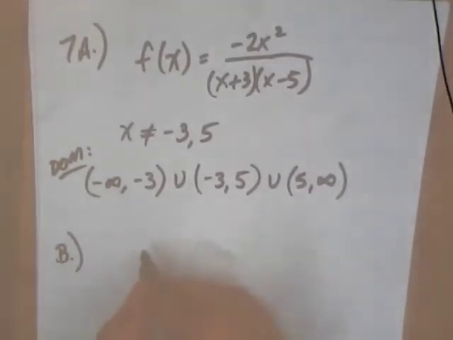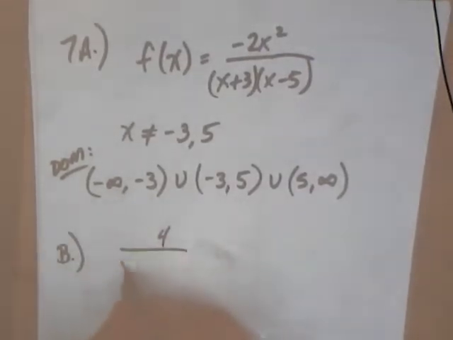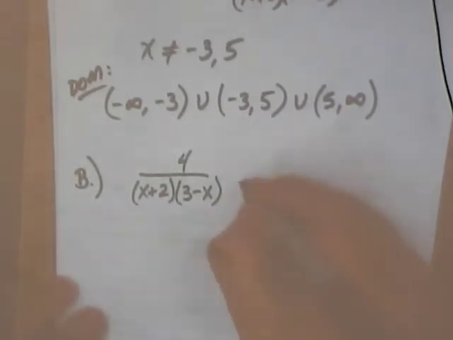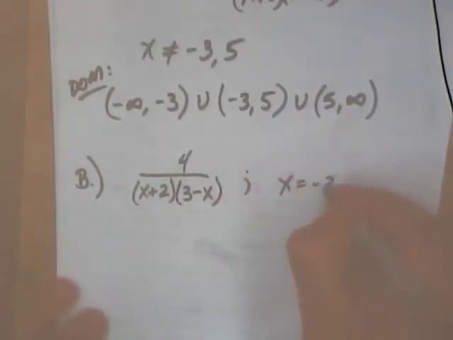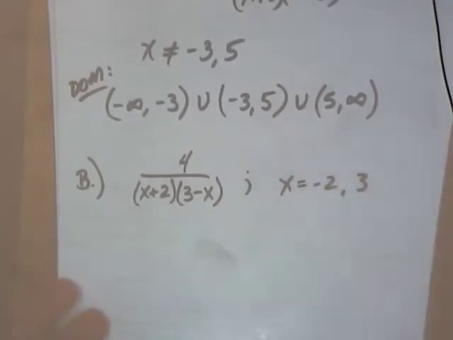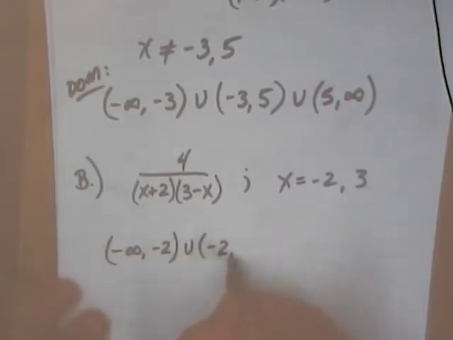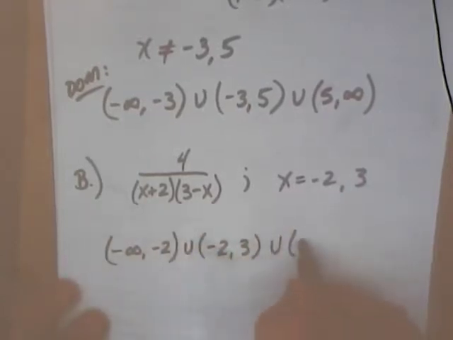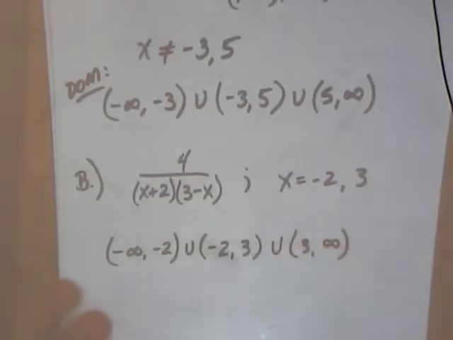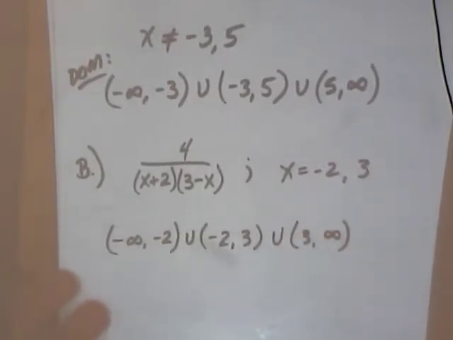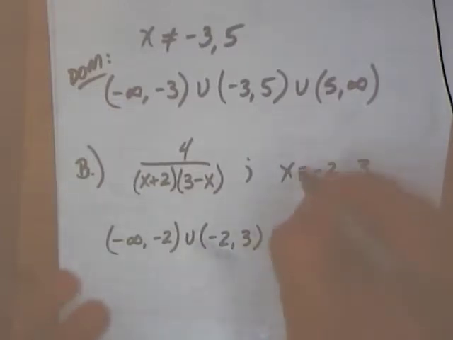Seven B. All right, so we just got to remember X cannot equal negative 2 or 3. So it's negative infinity to negative 2, union, negative 2 to 3, union, 3 to infinity. What did I forget? Cannot equal. Thank you.